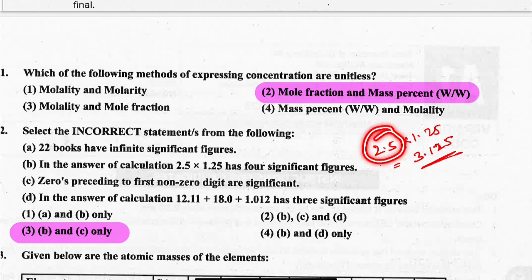So here, since 2 digits are there, you have to take only 2 significant figures. So the statement that the answer of calculation 2.5 into 1.25 has 4 significant figures is wrong. Instead of that, it should have been given 2 significant figures as the correct answer. Zeros preceding the first non-zero digit are significant. So it is not significant. Therefore this is wrong.